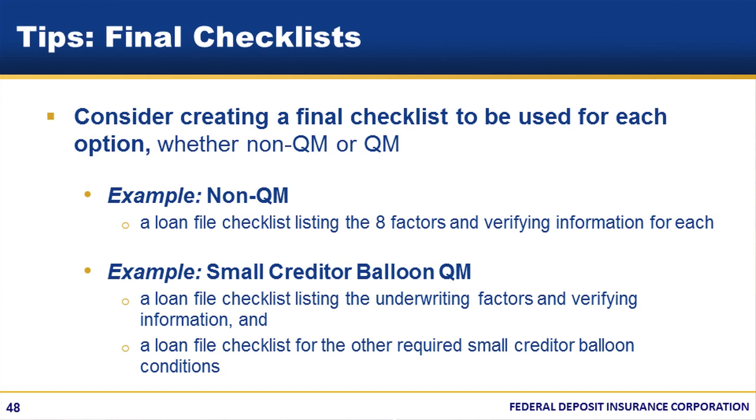You might also tailor a final loan checklist for each option. For example, for non-QMs, a checklist might list the 8 factors to consider and include a listing of the verifying information you used for each of them. For a small creditor balloon QM, your final checklist might include a similar list of the underwriting factors and the verifying information, along with a checklist to make sure the other conditions necessary to meet the small creditor balloon QM status have been met.